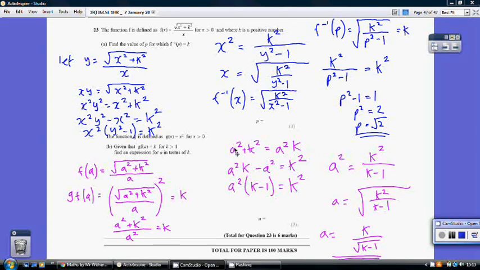So I've subtracted a squared from both sides, giving me a squared k minus a squared equals k squared. I can then fully factorize, taking out my a squared, and then I can divide through by my k minus 1, so I've got a squared equaling k squared all over k minus 1. Square root both sides, I get a equaling the square root of k squared over k minus 1, and then attaching the square root to both the numerator and the denominator, I get a final answer of a equaling k all over the square root of k minus 1.